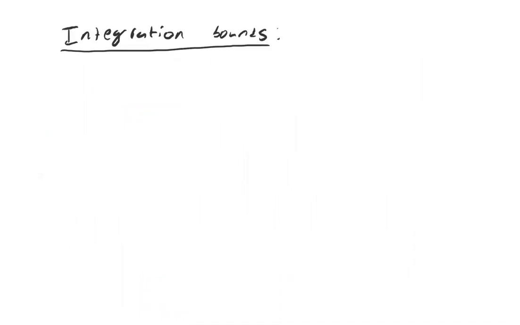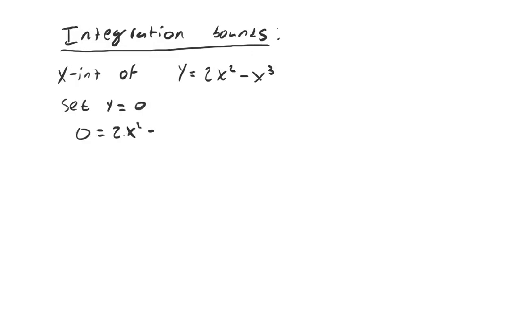Okay, so our integration bound: we want to find the x-intercept of y equals 2x squared minus x cubed. Of course, to find the x-intercept, we set y equal to 0. We get 0 equals 2x squared minus x cubed. And so we can go through and solve this by factoring out an x squared.